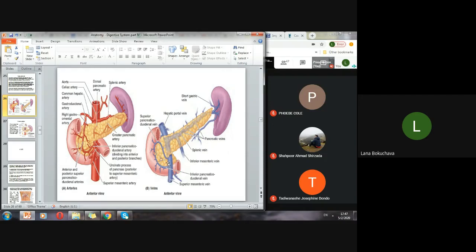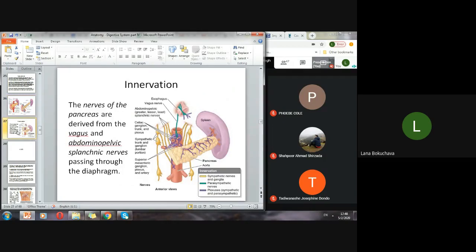As a result, simply to say, the whole venous drainage of the pancreas depends on the hepatic portal vein, mostly from the portion of the splenic vein. Okay? I do believe it's clear. And the last portion I want to talk about here is the innervation. And then let's have some rest, 10 minutes, and then I will continue with the liver.